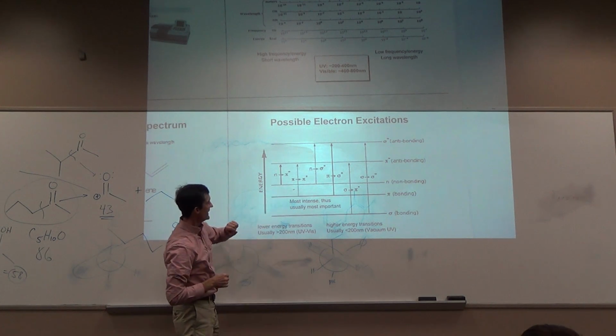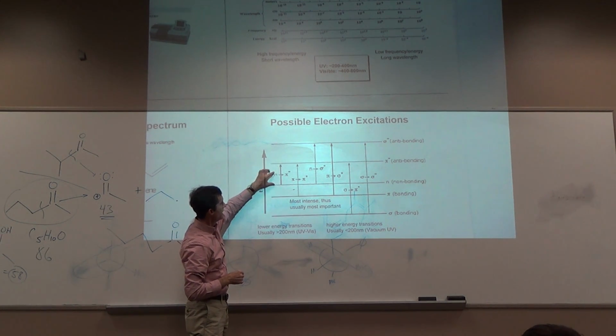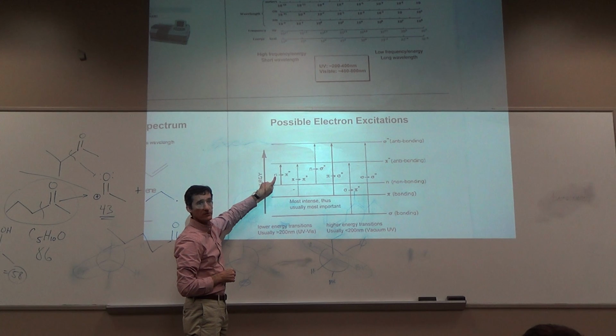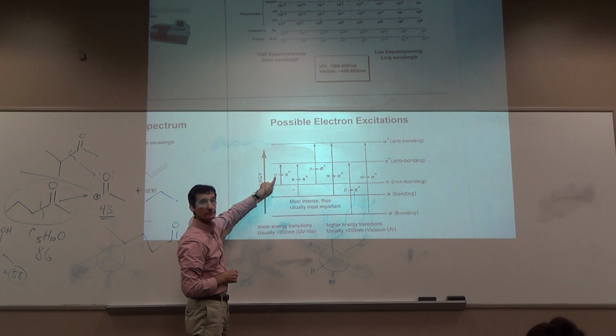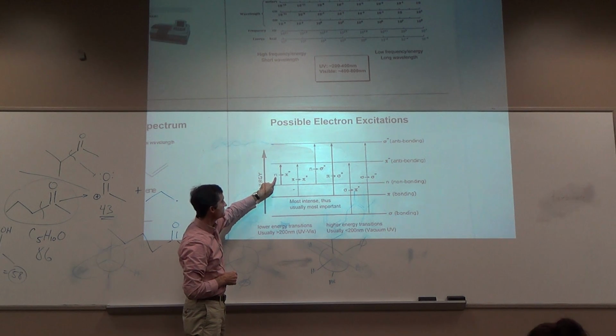What's the easiest to excite on here? Right there. The easiest electrons to excite are your lone pair electrons, your non-bonding electrons. Those are easiest to excite.